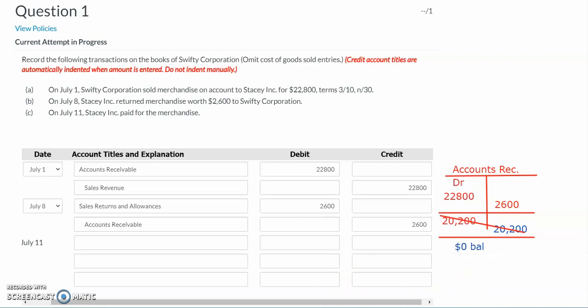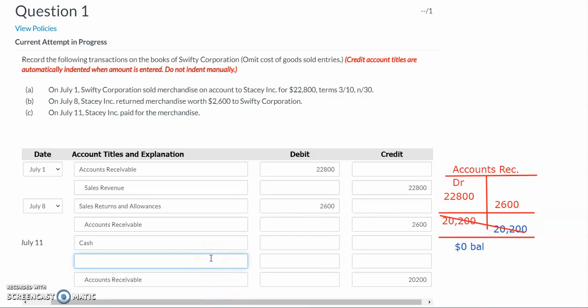So our journal entry will include a credit to accounts receivable for that full amount of $20,200. The other aspect is when Stacy Inc. paid for the merchandise, that means that we receive cash, which will be a debit. And we also note in this problem that the payment date was July 11th, and the terms are Stacy Inc. gets a 3% discount if paid within 10 days.